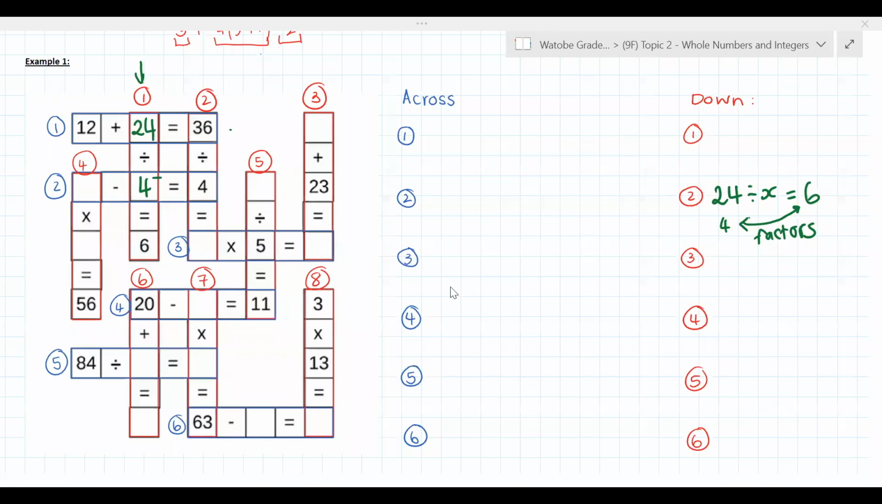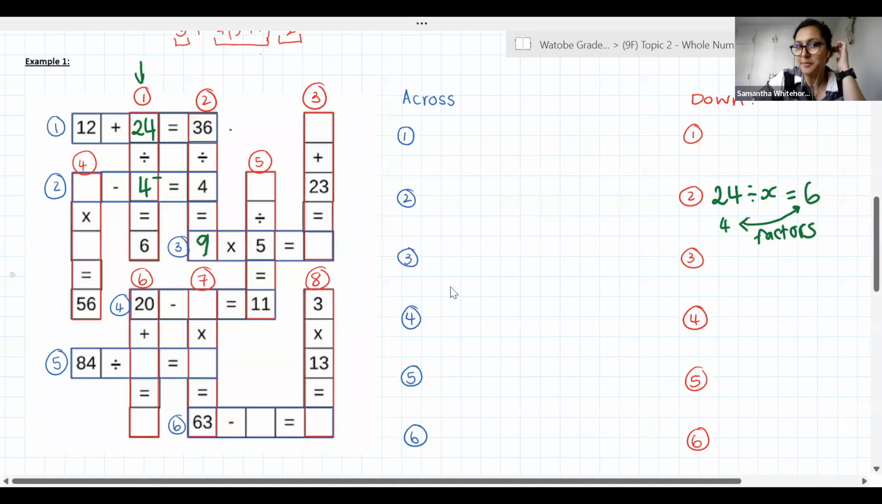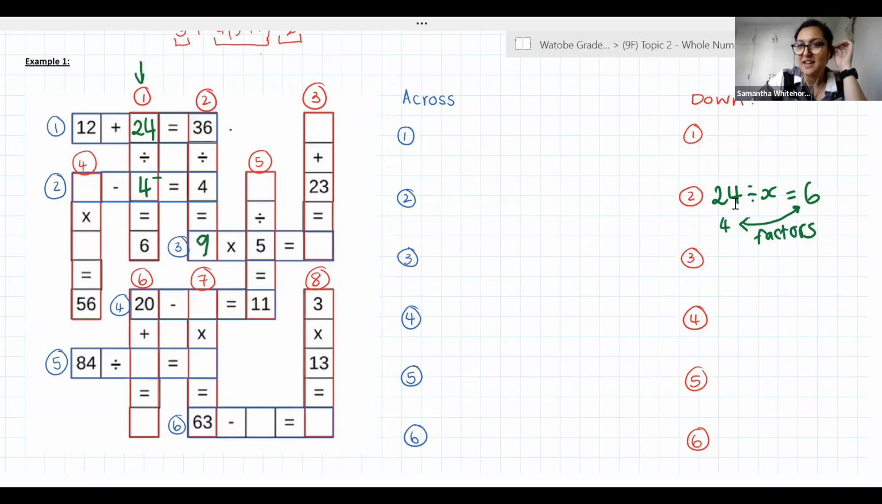Ma'am, I forgot my answer. It's okay. So 36 divided by 4 is 9. So really close there, Tando. Good try. But 9. Very nice.